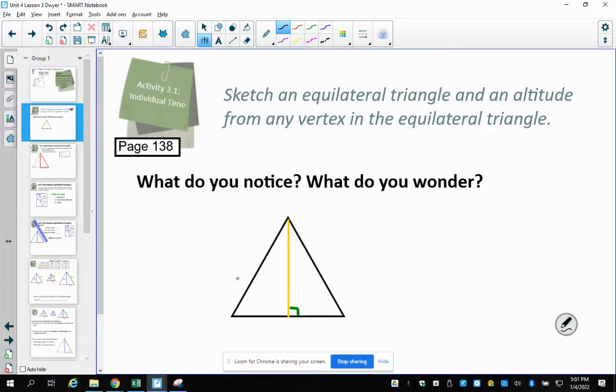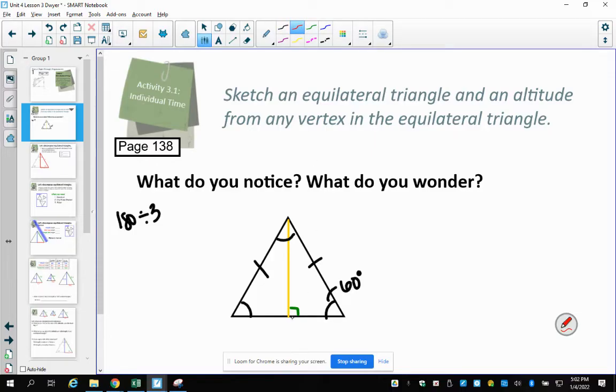So some things you might have noticed is that all of these angles are 60 degrees. You know, because it's an equilateral triangle, which means that it's also equiangular. So maybe you said the angles total 180 divided by 3 is 60. So each of those bigger angles is going to be 60. You could have marked the sides all as equal, right? Because they're equilateral, so you knew that.